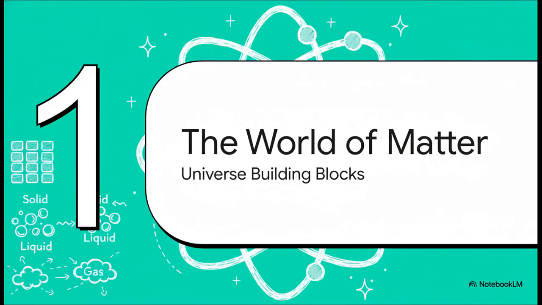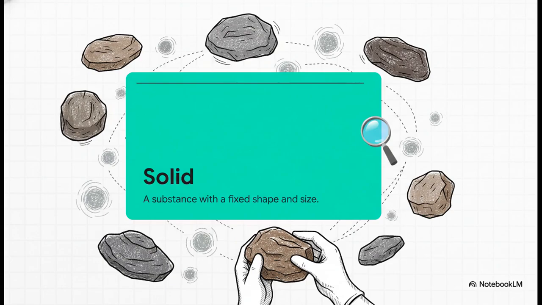Okay, first things first, we've got to understand the world we're exploring, and that is the world of matter. I mean, literally everything you can see and touch. It's all matter, and it mostly comes in three main states. So let's start with a solid. Picture a rock you find out in the field. You can pick it up, you can put it in your pocket, but it's always going to be a rock, right? It keeps its shape, it keeps its size.